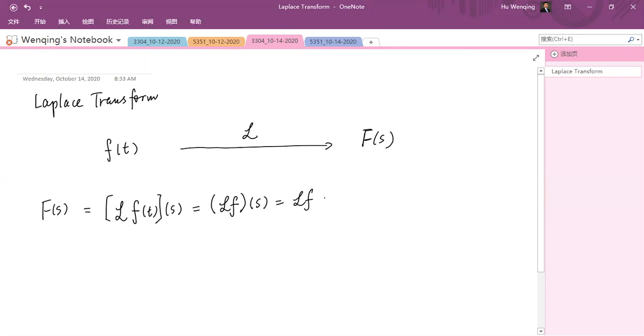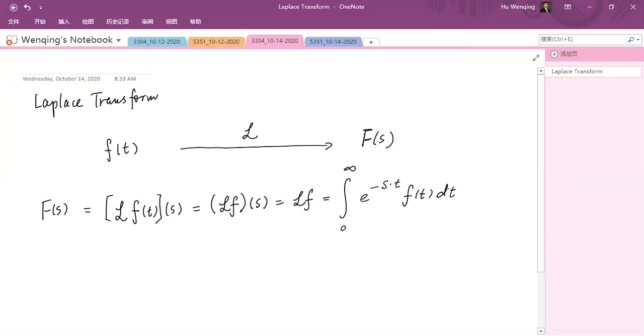Now this function is defined by the integral from 0 to infinity of e to the power minus st, multiplied by f of t, dt. So that's going to be the transformation. Is that good, family? Okay, so let us look carefully at this transformation and see what it does.